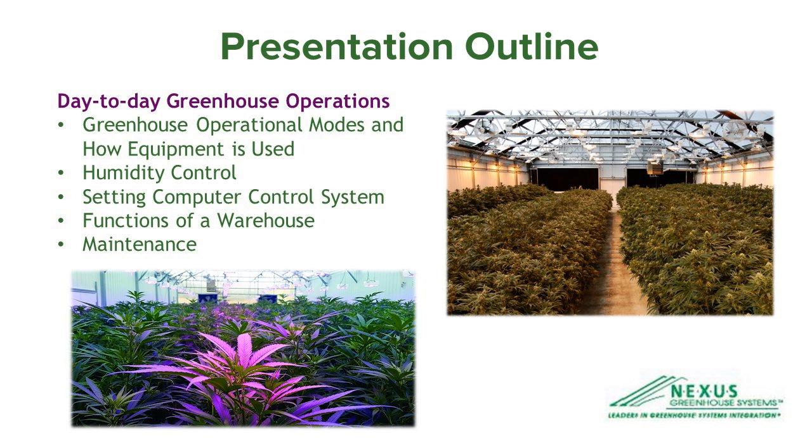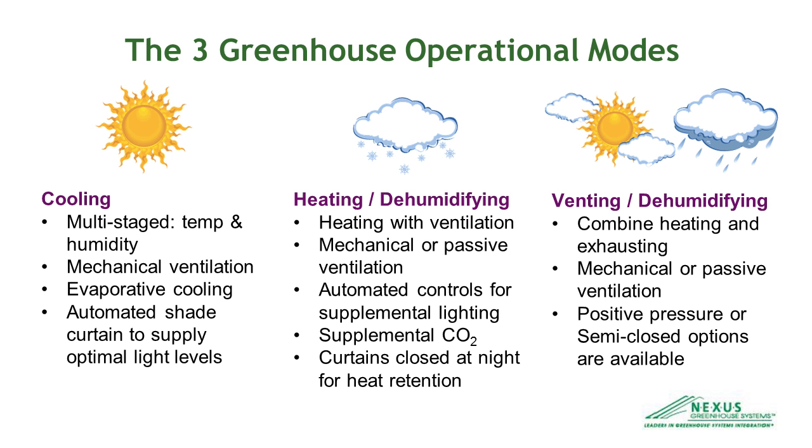So first, I'd like to go into the three fundamental modes of operation of a greenhouse. The first mode that most people think about when they think about greenhouses, because they think about the greenhouse effect, is cooling. First of all, cooling is usually a multi-stage mode where it ramps up and ramps down depending on the amount of cooling that's needed inside the greenhouse. It's typically based off of temperature and humidity. It can be done with mechanical ventilation or passive ventilation. In the case of mechanical ventilation, we use evaporative cooling methods to reduce the cost of cooling the greenhouse environment. And then also, we can use automated shade curtain systems to optimize the light levels and also reduce the amount of heat gain inside the greenhouse.